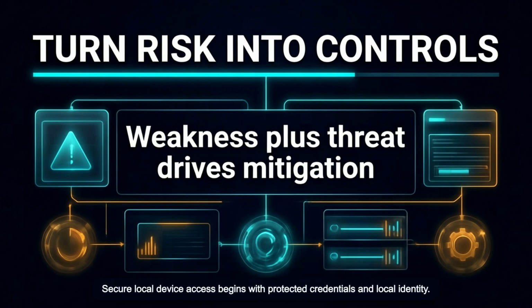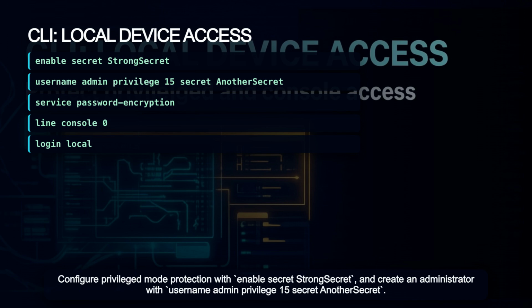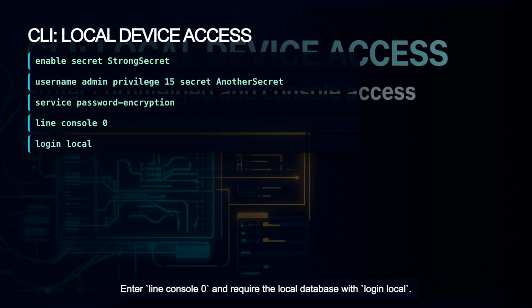Secure local device access begins with protected credentials and local identity. Configure privileged mode protection with enable secret strong-secret, and create an administrator with username admin privilege 15 secret another-secret. Enter line console 0 and require the local database with login local. Enter line vty 0 4. Require login local, and restrict remote transport with transport input ssh.